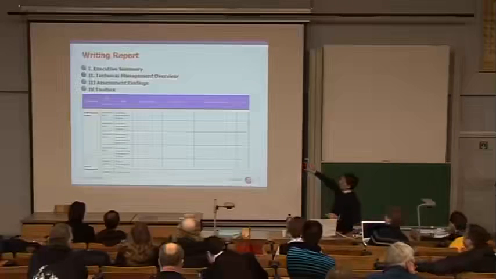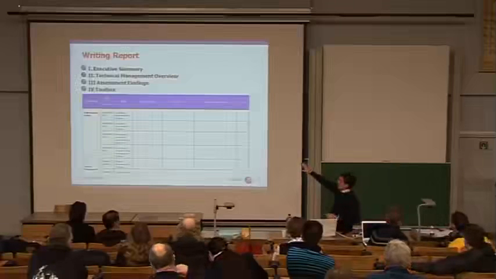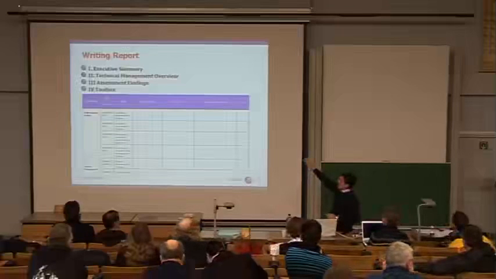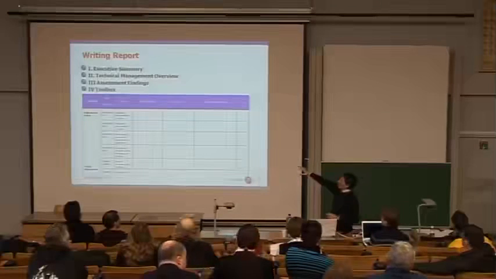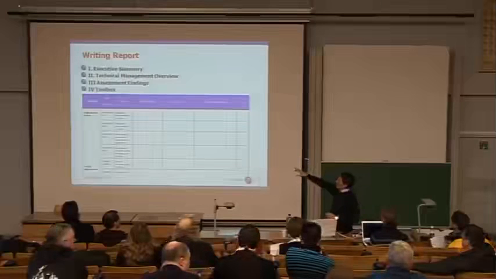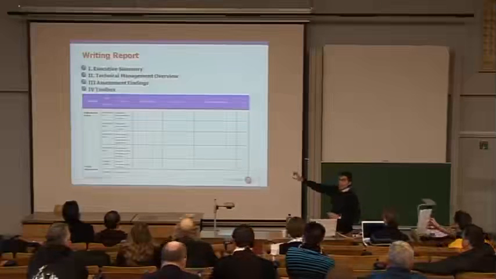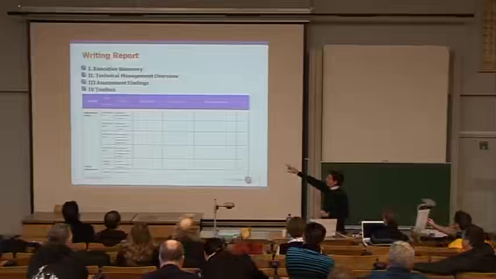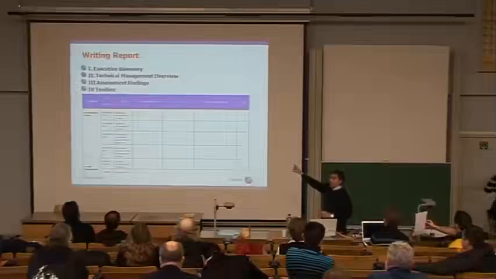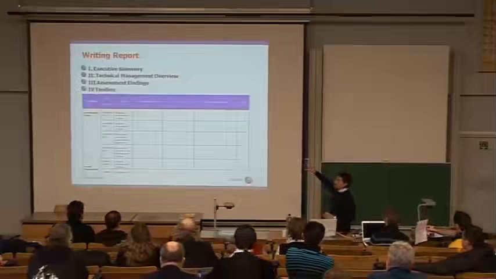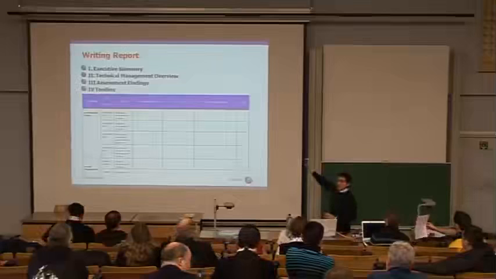So here you can see that the report that we suggest is something like this: an executive summary, a technical management overview, assessment findings, and a table where for each category of test you can see all the vulnerabilities, the name of the vulnerabilities, where the affected item is, where the findings are, and the solution, and the evaluated risk of the vulnerability.